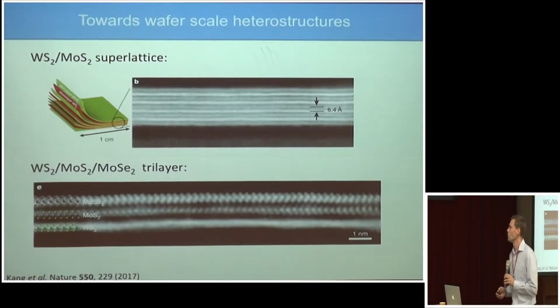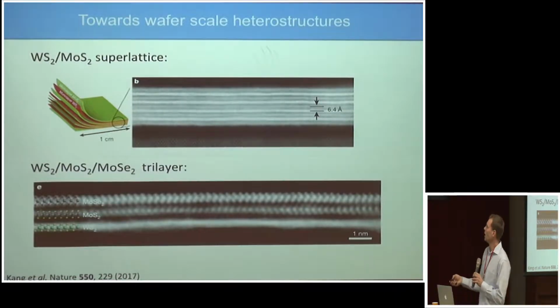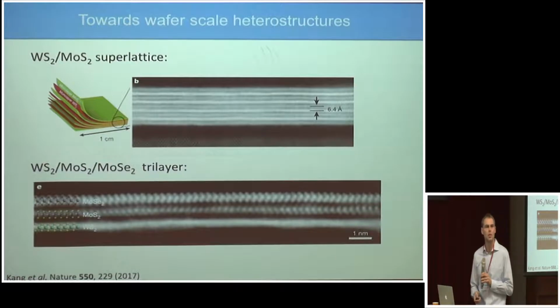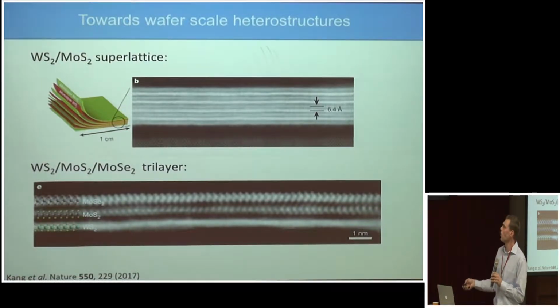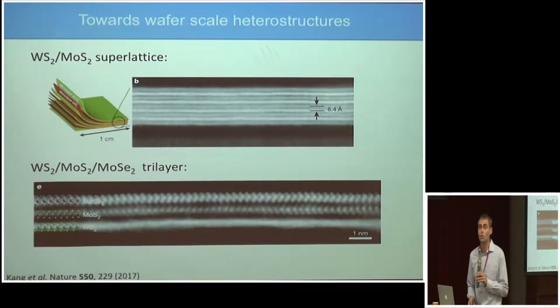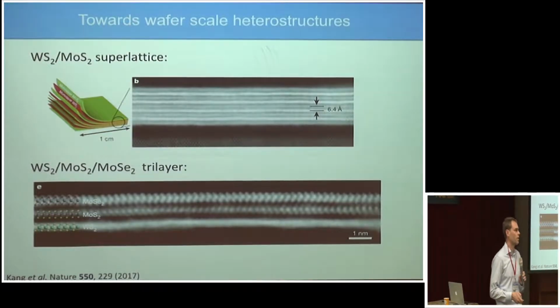So here's another example from the recent literature. This is an example of a wafer scale van der Waals heterostructure. This is a multi-layer consisting of alternating monolayers of tungsten diselenide and molybdenum diselenide. And this is 1 centimeter by 1 centimeter in area. So this is really wafer scale van der Waals heterostructures. Here's another example of a tri-layer. I'll come back to that towards the end of the talk when I'll be discussing excitons in these van der Waals heterostructures. So this is really exciting.